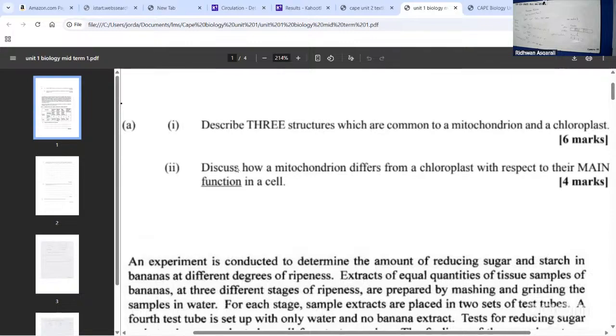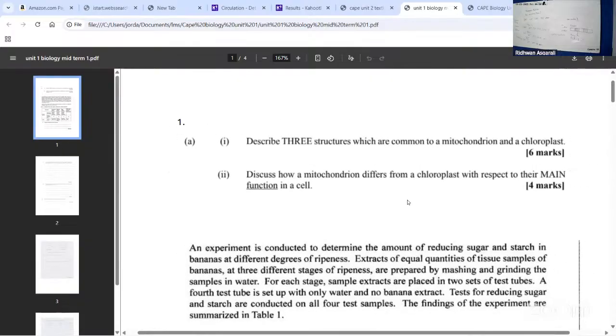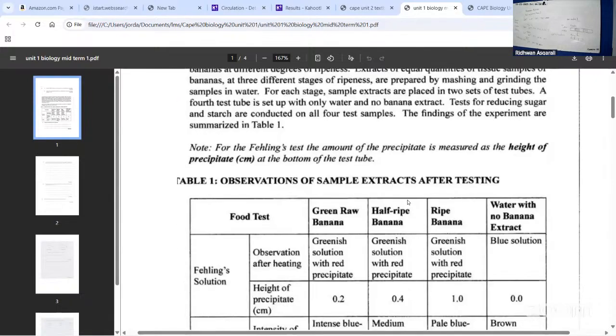Right? So part 2, how does a mitochondria differ from a chloroplast with respect to function? So you just have to say the functions of the two. What's the main function of a mitochondria? To produce energy, right? So the mitochondria is responsible for producing energy. What about chloroplast? Its main function is to trap sunlight used in photosynthesis, right?